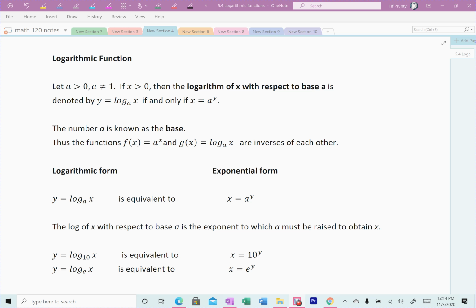Again, it has to do with the exponential function y equals a raised to the x, and the logarithmic function is the flip of that, where you take x and y and flip them, so it's x equals a to the y, which is its inverse notation.